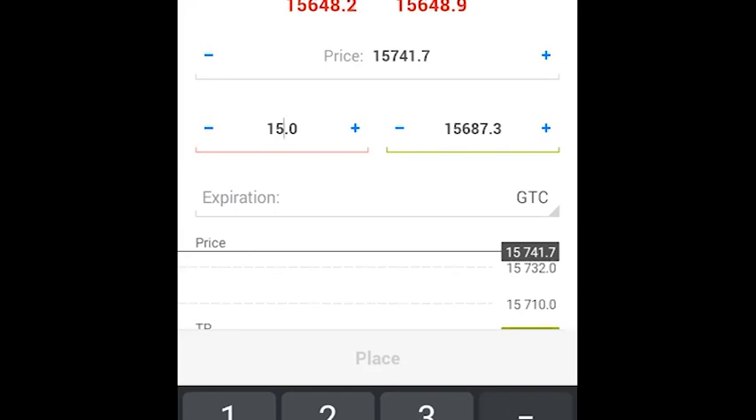I'm trying to get my 7 to work. All right, with my stop loss at 15768.9. So you just click on place once you're done.